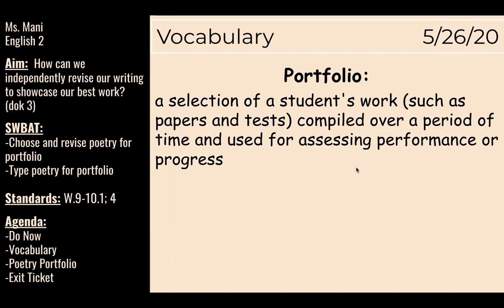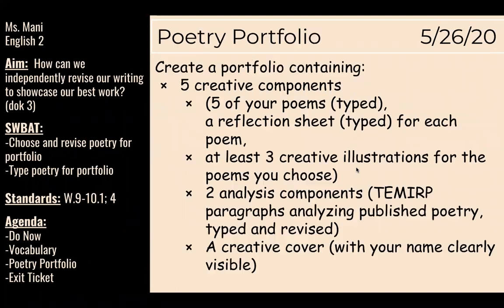So similarly to that, you're going to be doing a poetry portfolio. You're creating a portfolio that contains 5 creative components. So that's 5 of your poems. Now, thankfully, usually in class, we would have them written out and then spend time typing them, but you have them already typed, so you're ahead of the game. You're going to choose 5 poems, and then a reflection sheet typed for each of those poems. You're reflecting on it, and I'll give you the reflection sheet as well, attached to this assignment.